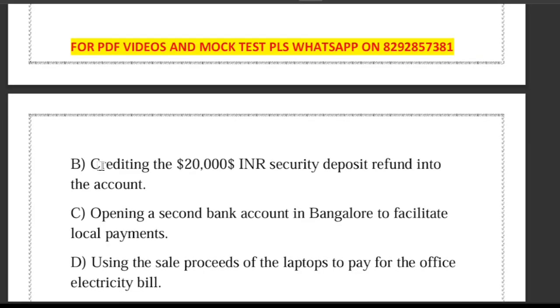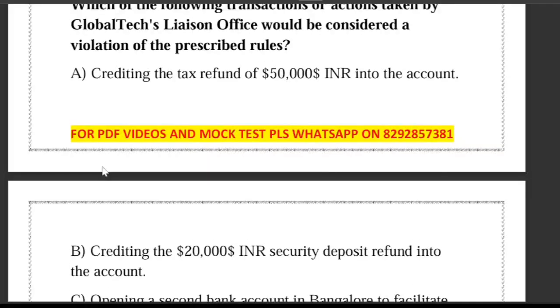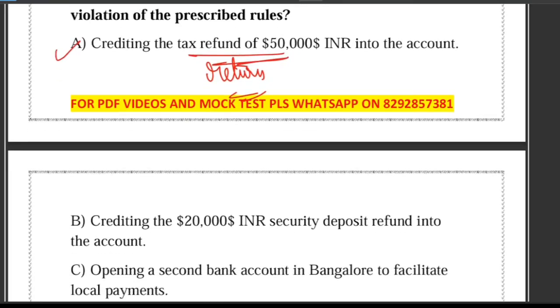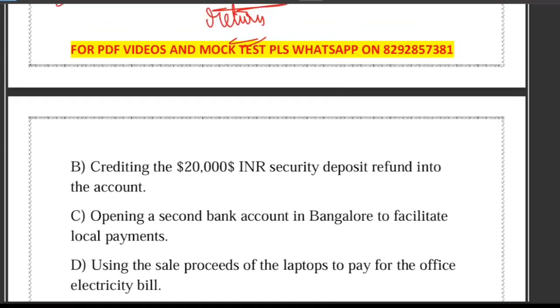for the office electricity bill. So the correct answer is, if you look at option A, tax refunds are permitted credits in the LO account, right? These refunds are not income but the return of excess payment. So this is allowed. What about crediting the 20,000 INR security deposit? Yes, a refund of the deposit is also permitted, since it is simply the return of money earlier paid. So yes, it is correct.